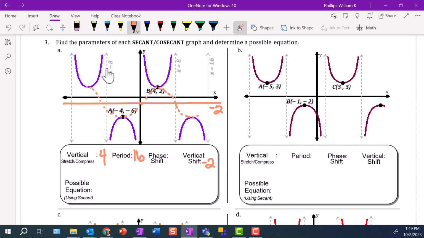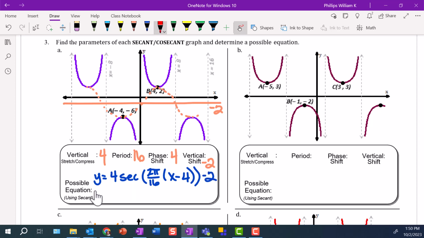You could also measure it asymptote to asymptote. So -8 to 8 would also give you the 16. So this is secant. That means this dotted line is cosine, and we're looking for a phase shift. The phase shift is any max of that cosine graph. So that x value here is 4. So now we have y equals 4 secant 2 pi over the period, phase shift, and -2.